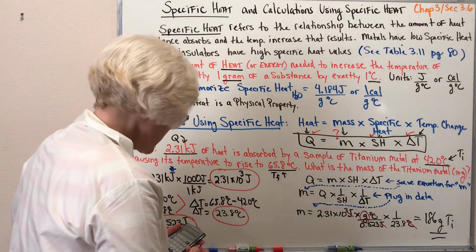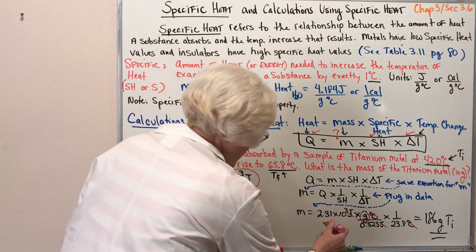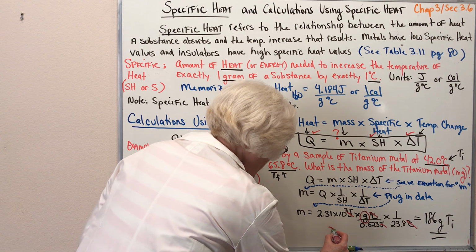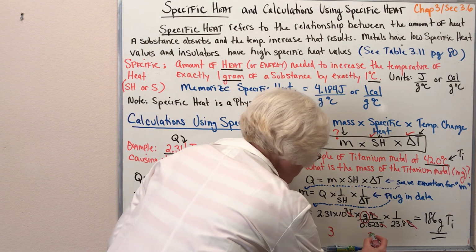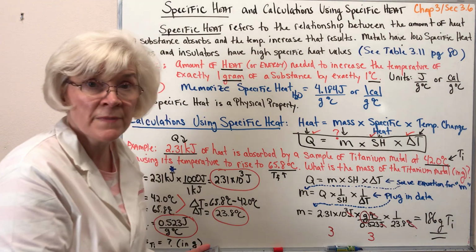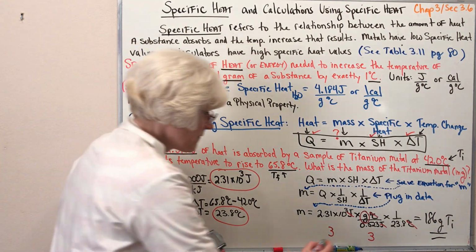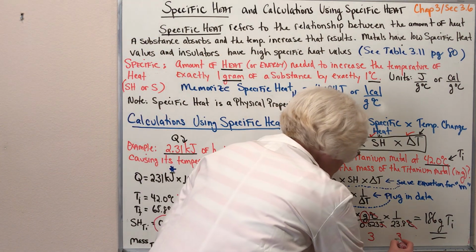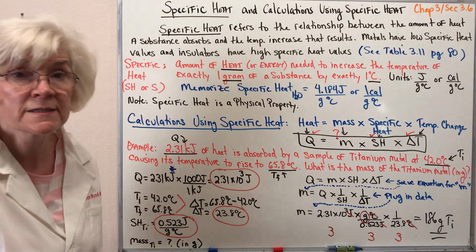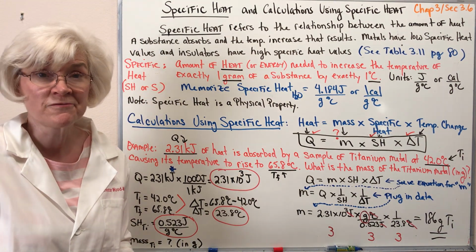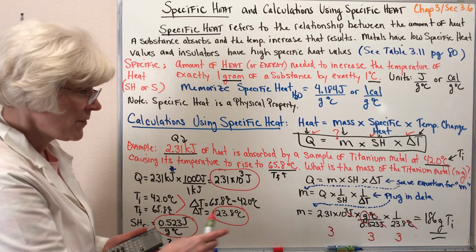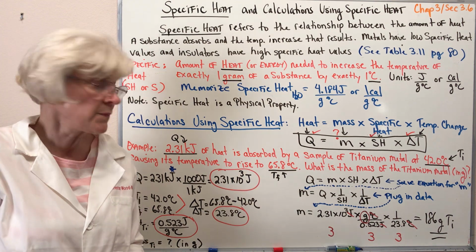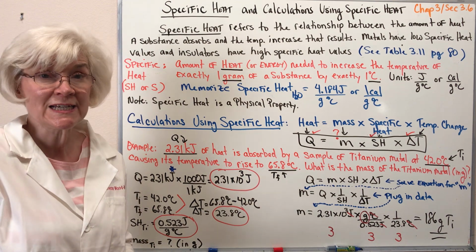Checking my sig figs, I see that my heat value has 3 sig figs. My specific heat, which is a measured value, has 3 sig figs. My temperature change has 3 sig figs. So my answer should have 3 sig figs. The mass of the titanium sample is 186 grams.